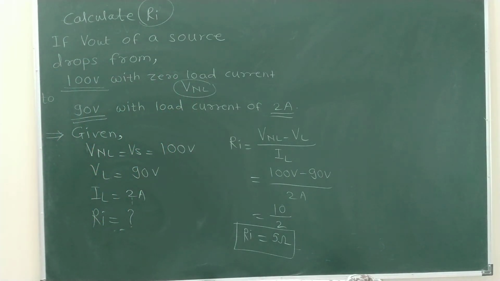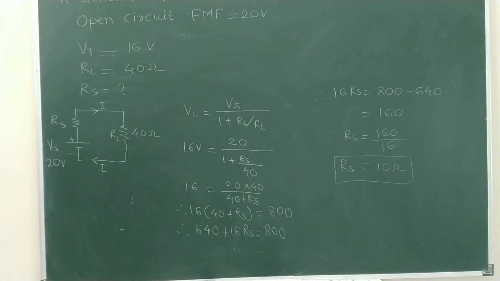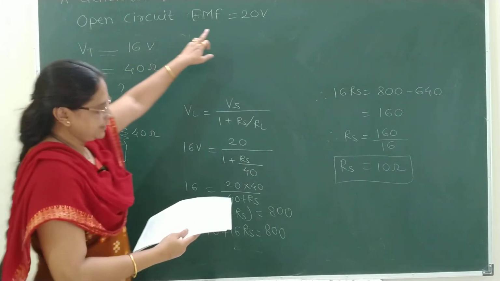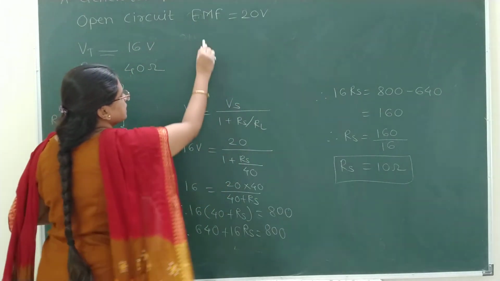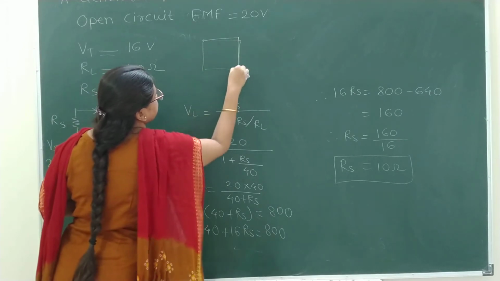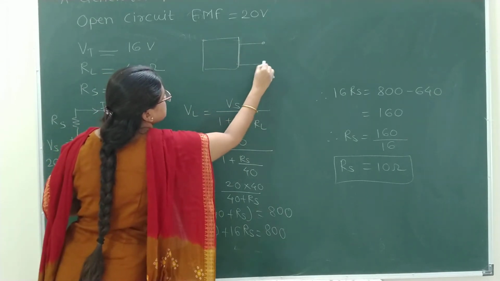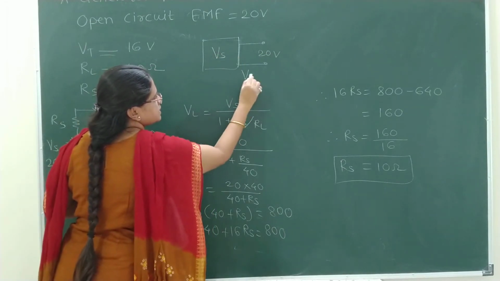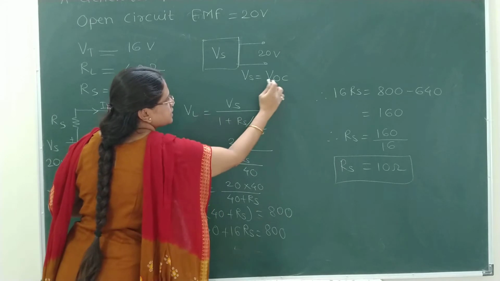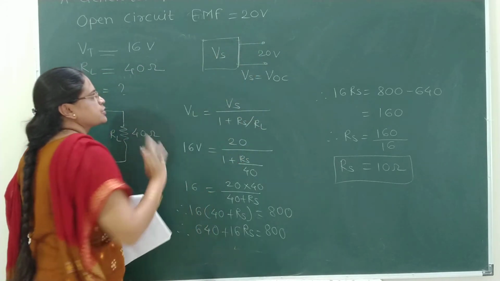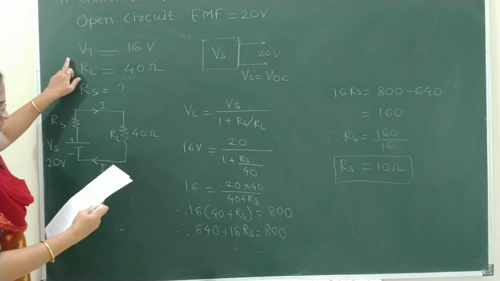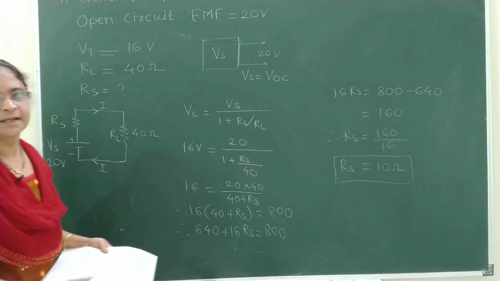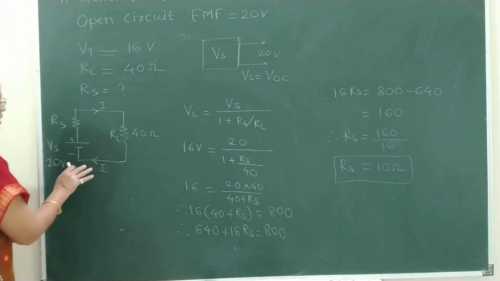A generator has an open circuit EMF of 20 volt. Open circuit EMF means this is the energy source, DC source, and open circuit EMF 20 volt is nothing but Vs. So Vs is nothing but the open circuit voltage, VOC, that is the electromotive force, 20 volt. Its terminal voltage drops to 16 volt with RL of 40 ohm. Calculate internal resistance.